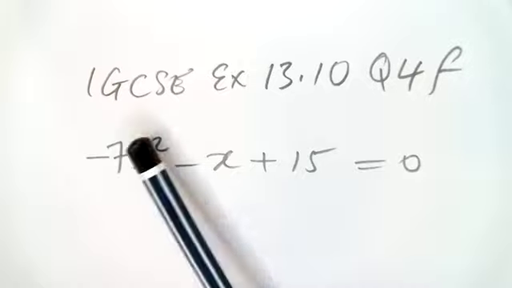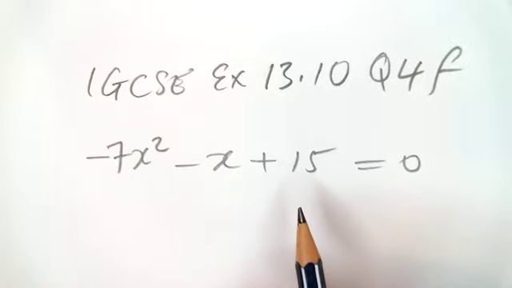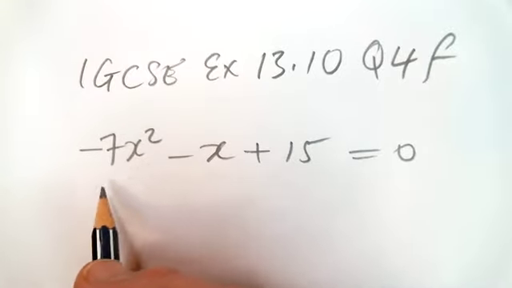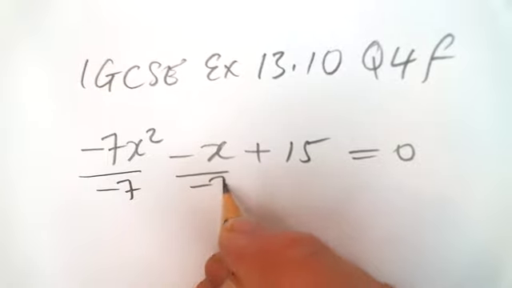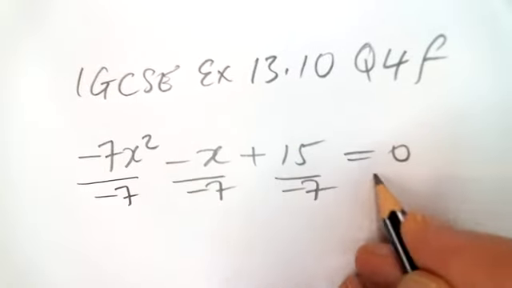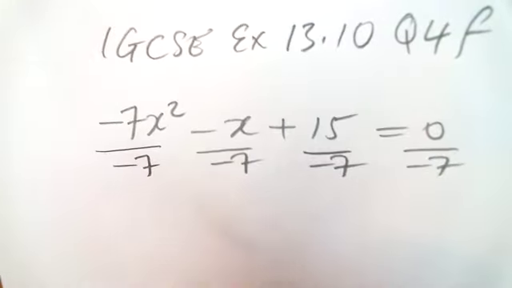All right, let's complete the square for this one here. So we start with a -7 coefficient. I like that, that's very cool. So the first thing I'm going to do is divide everything by -7. We want to get rid of that -7. It has to be a 1.